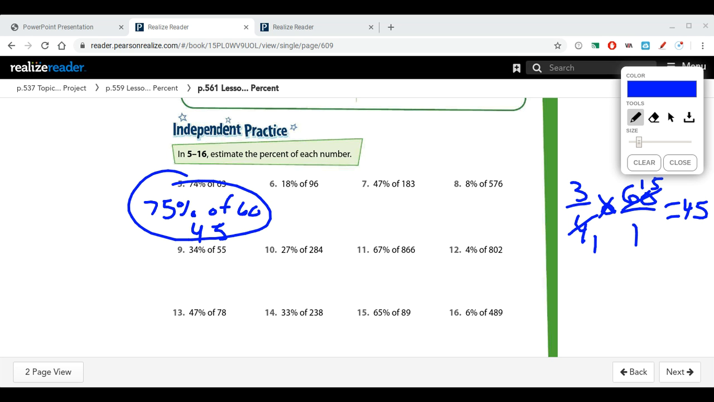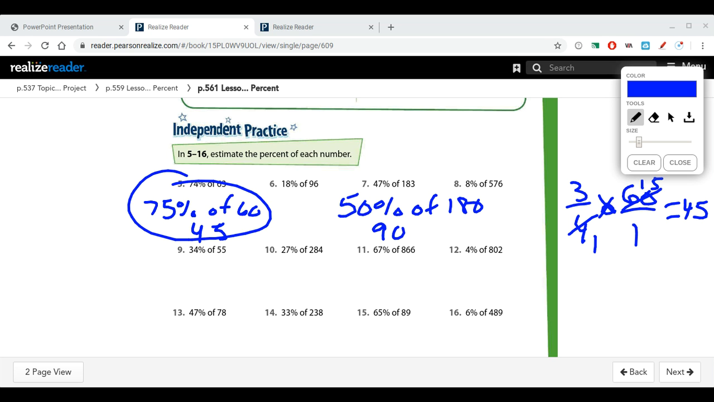Okay, so let's take a look at number 7. So 47% of 183. I'm going to do 50% of 180. Well, I know what half of 180 is. That's 90. So there I didn't have to do any fraction work because I knew what half of 180 was.